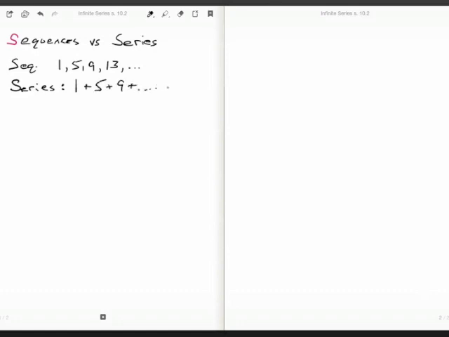plus 13, etc. So in integral calculus, we talked a lot about adding up a bunch of little rectangles, or adding up a bunch of little shells or little disks to get some sum, and so that's what we're going to do here. So we will write this series as it relates to the sequence as a sequence of partial sums. Okay, what does that mean?